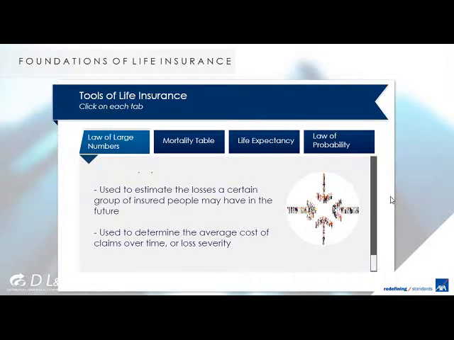Mortality table. A mortality table is also used as a tool of life insurance in calculating premiums. The mortality table shows the incidence of death by age among a given group of people. This chart shows how many pass away at a certain age.